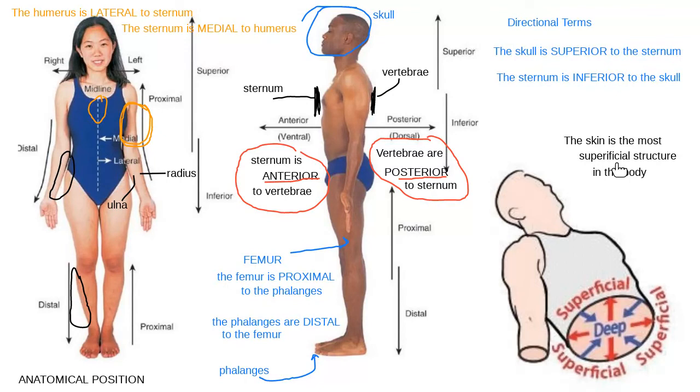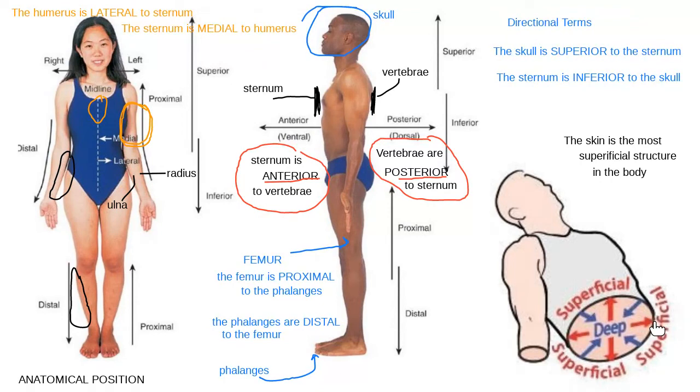So if I want to compare the skin to, remember earlier we looked up the stomach, for example. The stomach has skin that would be in front of it, that would be anterior to it. The stomach has skin that is behind it, that's posterior to it. The stomach has skin that is lateral to it on the outside.